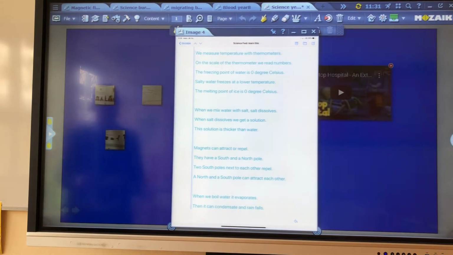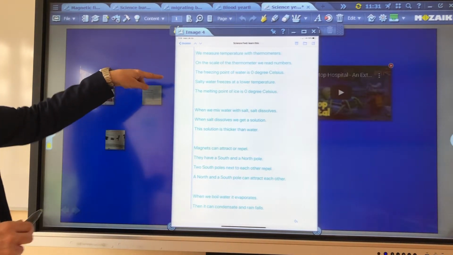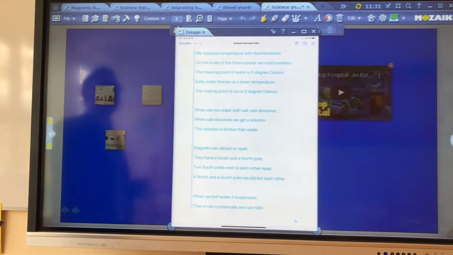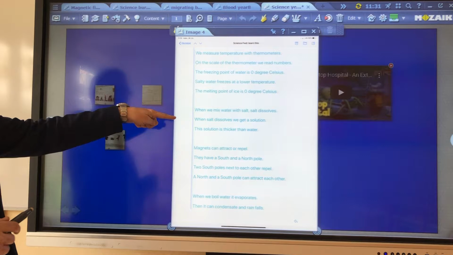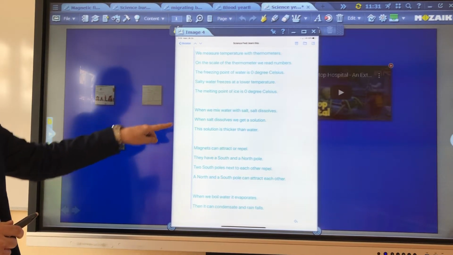Salty water freezes at a lower temperature. The melting point of ice is 0 degrees Celsius. When we mix water with salt, salt dissolves. When salt dissolves, we get a solution. This solution is thicker than water.